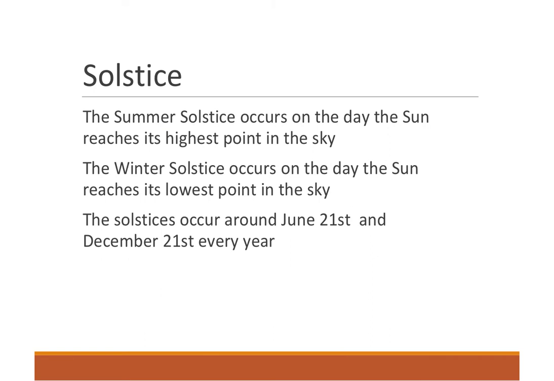So the summer solstice is the word we use to describe the day that the sun reaches its highest point in the sky. And then, of course, the opposite, the winter solstice, occurs on the day that the sun reaches its lowest point in the sky, on that path that we see across the sky. These solstices occur around June 21st and December 21st every year. It's around because our year, remember, is 365 and a quarter days. So leap year will change the date, but it's somewhere around this. Maybe it's the day before, maybe it's the day after, but somewhere around those dates.